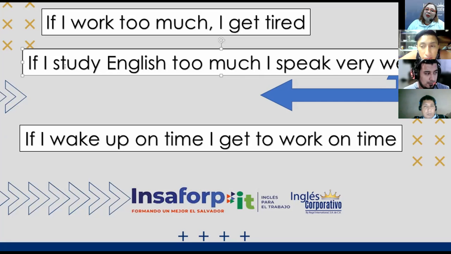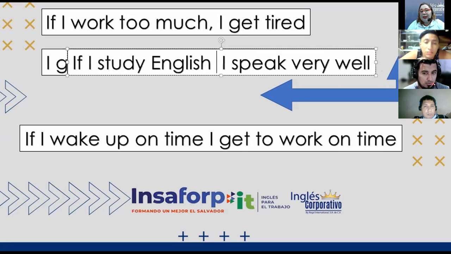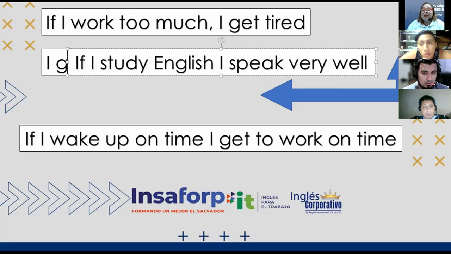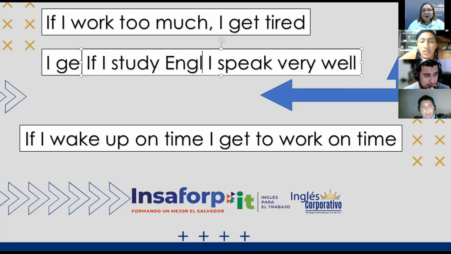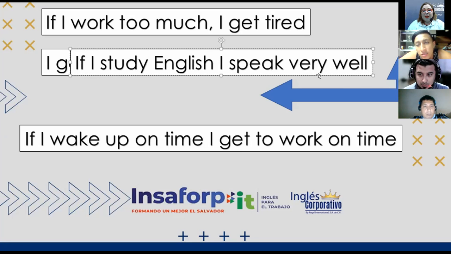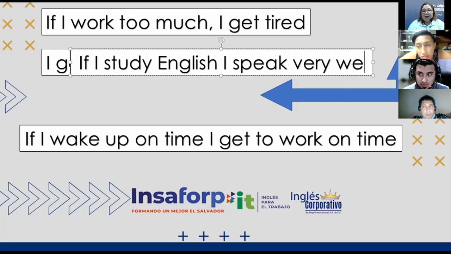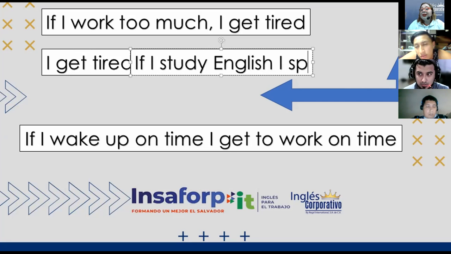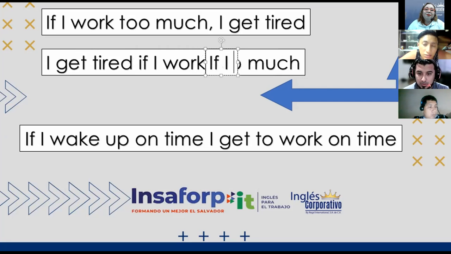En todo caso, okay, if I study English too much, aquí da una connotación negativa, too much. Como decir, demasiado. I can get crazy, right? If I study too much, something like that. Okay. Entonces. Sure. If I work tomorrow, I get more money. Okay. Ahí estamos hablando de un tiempo futuro, ¿verdad? Vamos a ver. If I get.